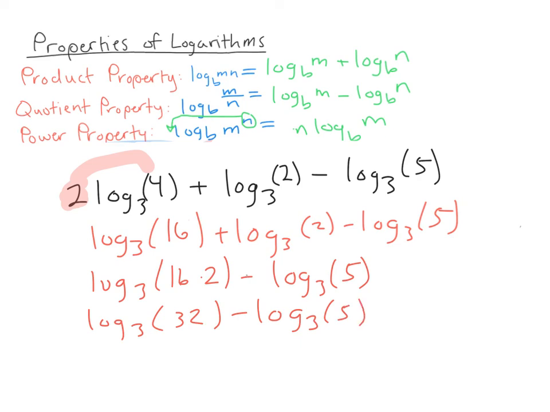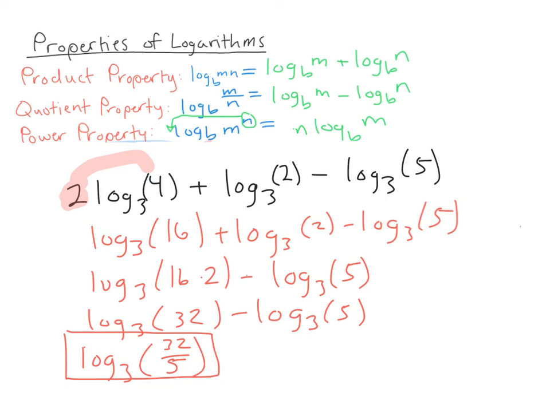And so with that being said, all we have left is the subtraction. Now, when you do the expansion for that quotient, it's top minus bottom. So that means the 32 is going to be on top, right? So you have log base 3 of 32 over 5. Alrighty? And there you go. That is going to be the condensed version that you're looking for.